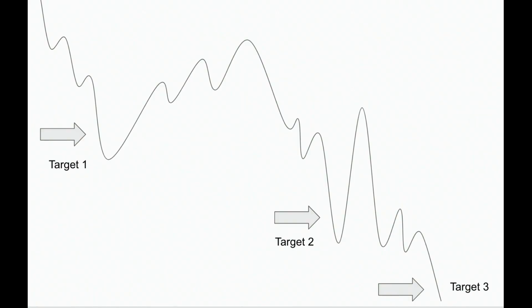For example, if it comes to the first target, you unload a third of your position. If it comes to the second target, you unload another third of your position, and so on and so forth. That would protect you from pullbacks and shakeouts, which inevitably happen when the market moves down. The third or fourth part of your position may float in the market freely.